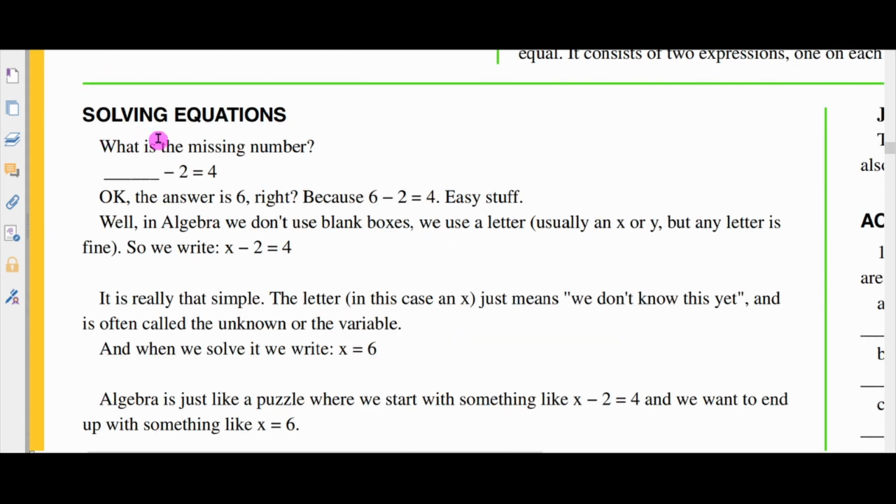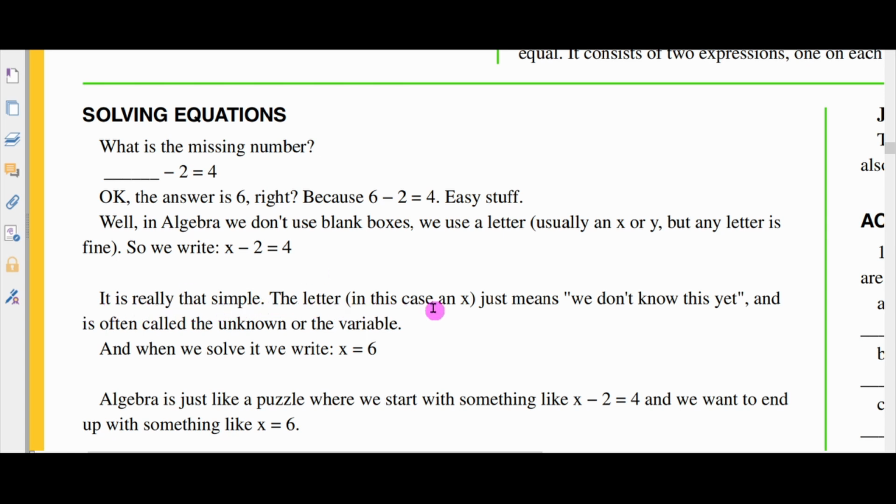Now let's look at solving equations. What is missing? There is something and we take away 2 from it and then we end up with 4. The answer is 6, right? Because 6 minus 2 is 4. Easy stuff. Well, in algebra, we don't use blank boxes. We use a letter, usually an X or Y, but any other letter is fine. So we write X minus 2 is equal to 4. It is really that simple.